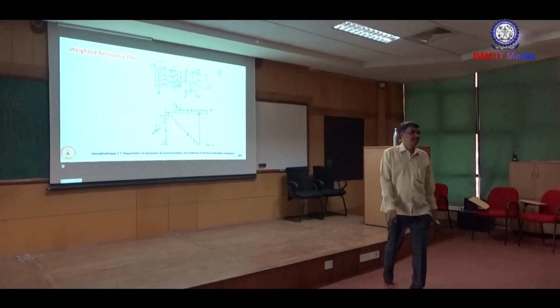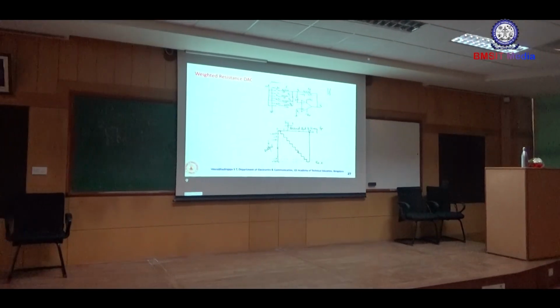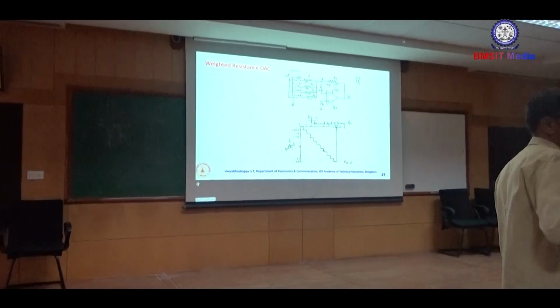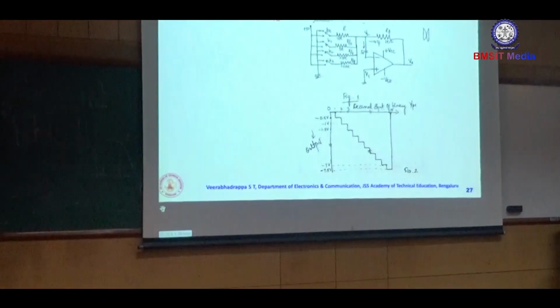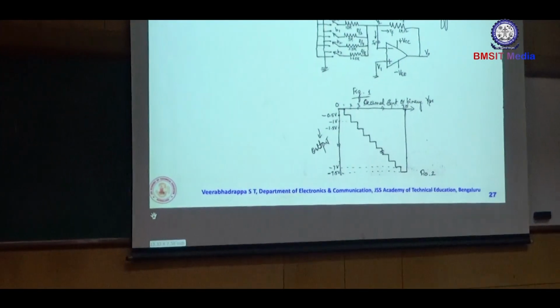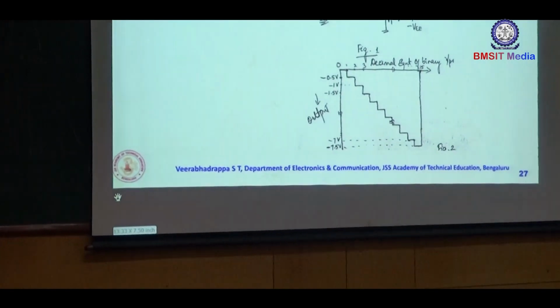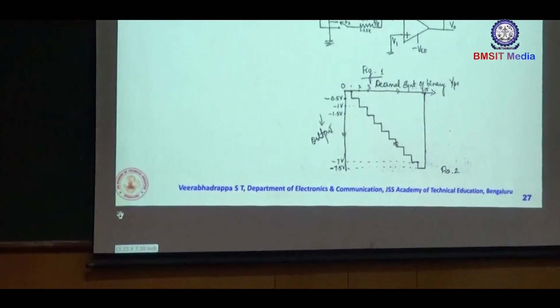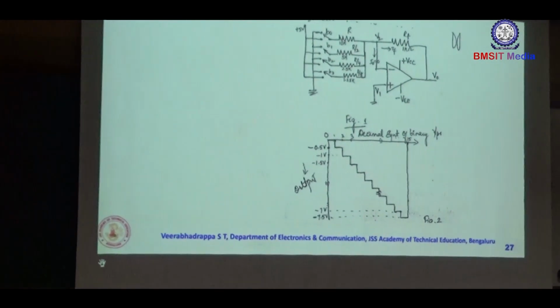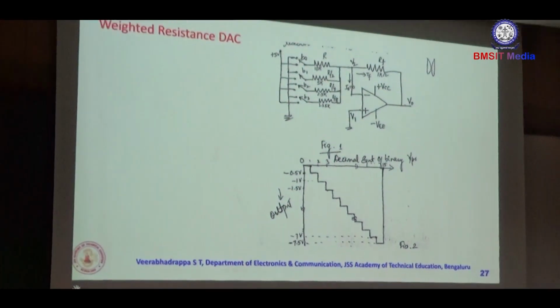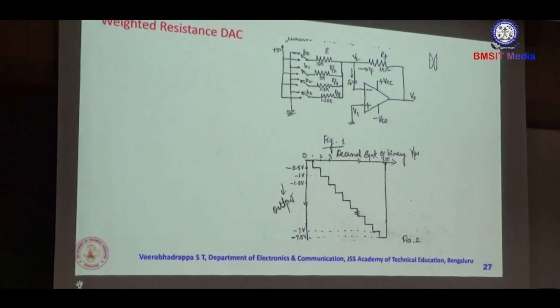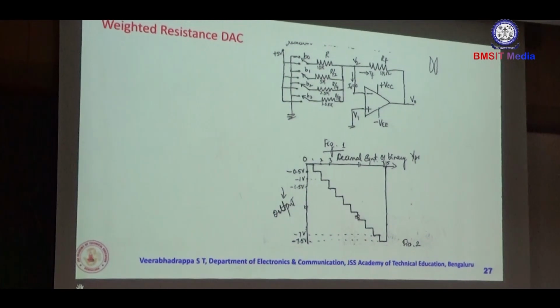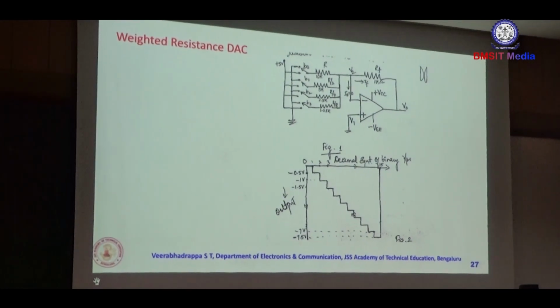This is about the filters. Next, we are going to discuss how to convert analog to digital and digital to analog. The weighted resistance converter is almost identical to the summing amplifier, because you are going to give the weightage to each bit, that's all.